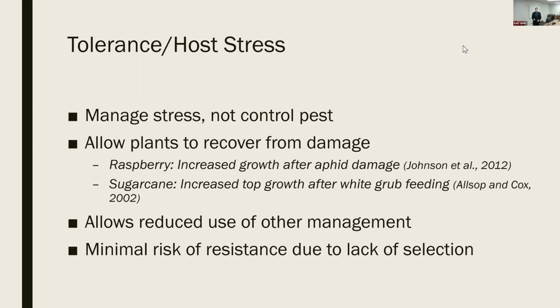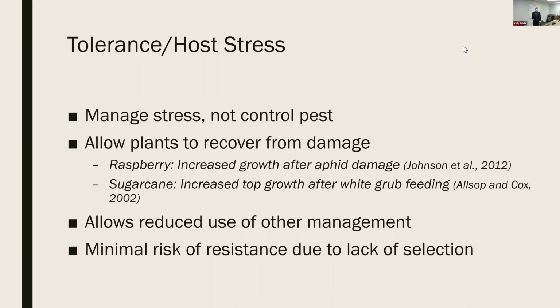injury to that host. And tolerance helps in this process by allowing plants to better recover from damage that they may sustain. A couple of examples that have been observed with this, in certain circumstances, raspberry has been shown to have increased growth after experiencing feeding from aphids, which allowed those raspberry plants to overcome the damage that that aphid feeding caused and maintain their growth through that stress.